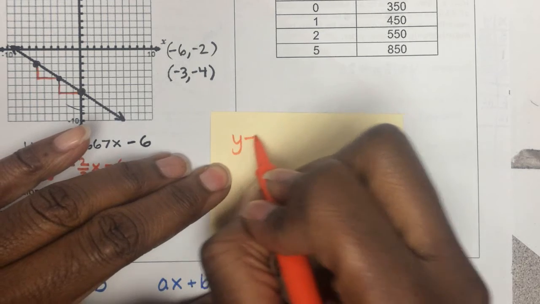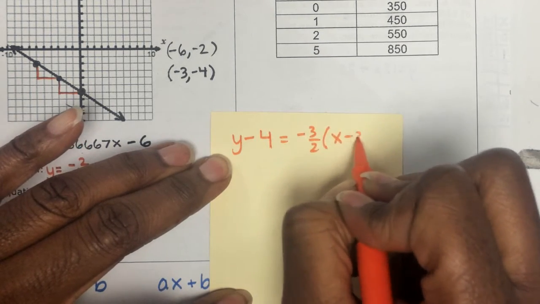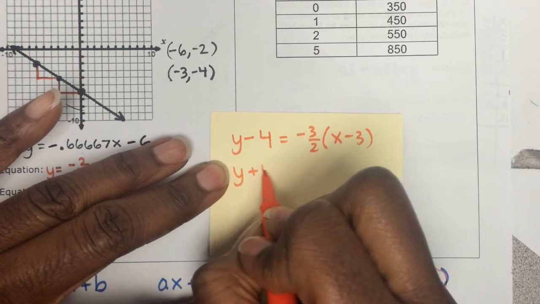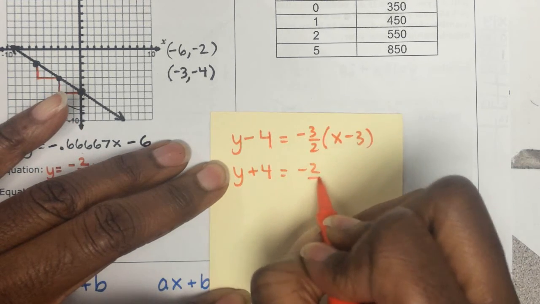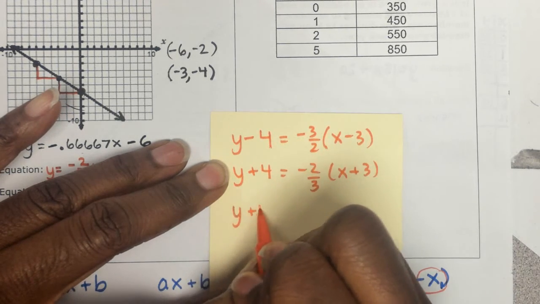So we got y minus 4 equals -3 over 2, x minus 3. Then we got y plus 4. You do not have to write down all of these multiple choice. I'm writing them down for my video purposes.